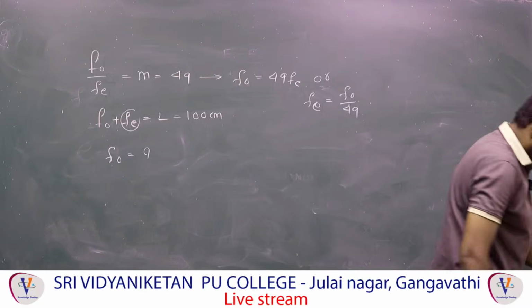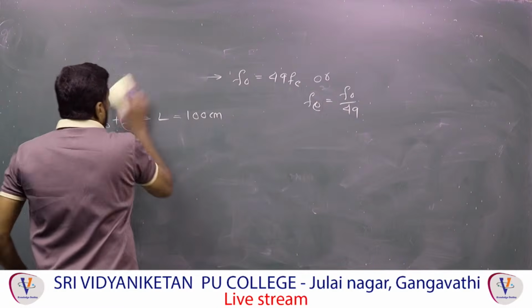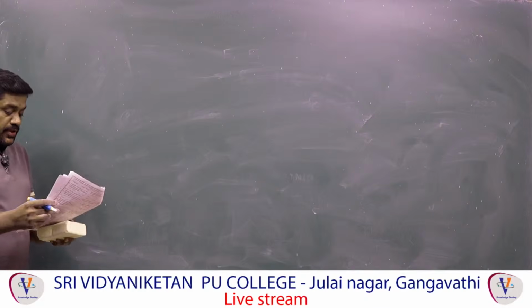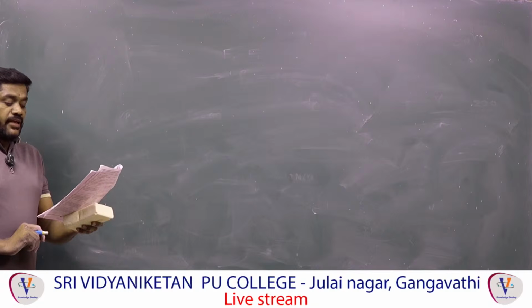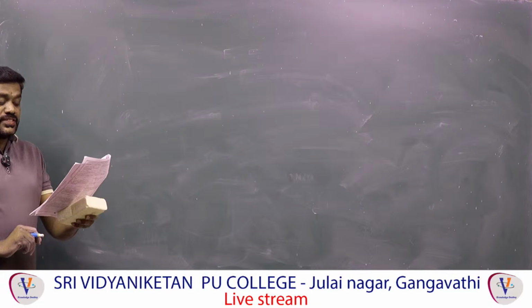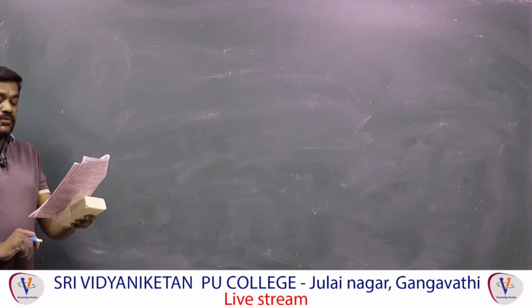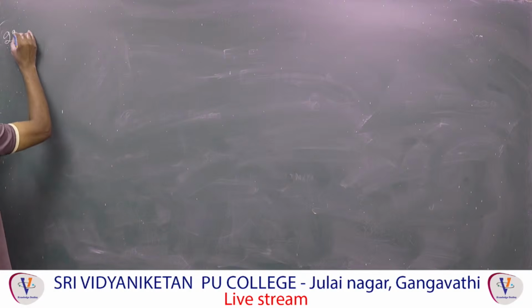Next, 23. Here the question is: a convex lens is submerged in a liquid of refractive index 2 and it is found that it behaves like a diverging lens of focal length 60 centimeter. If in air the focal length of the lens is 30 centimeter, then the refractive index of the material of the lens is given by. So this is question number 23.